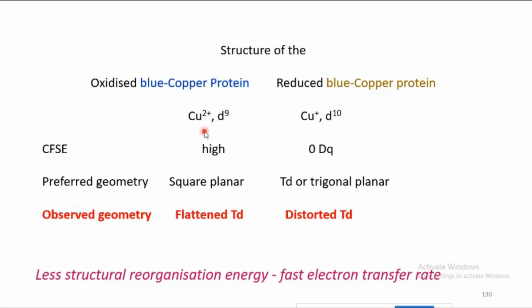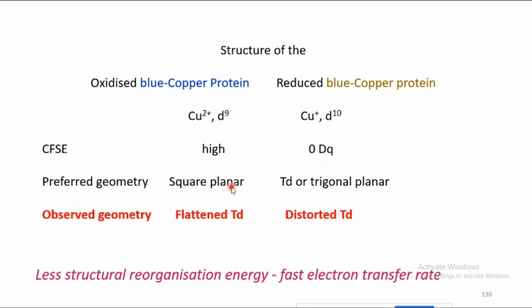So definitely, if the coordination number is 4, then it should have a square planar environment. But the geometry you see is intermediate between tetrahedral and square planar, that is the flattened tetrahedron. Why is the flattened tetrahedron preferred for the oxidized form of the blue copper protein? That can be clearly explained by the functional reason. Once the oxidation state changes, the CFSE changes, so the coordination geometry should switch between tetrahedral and square planar.